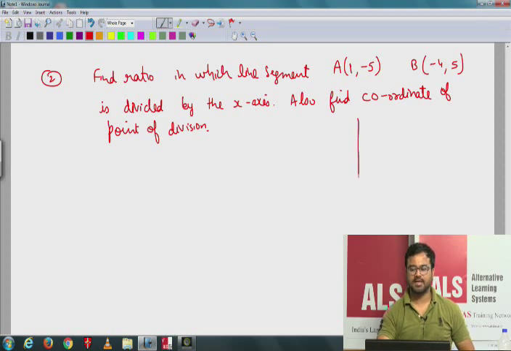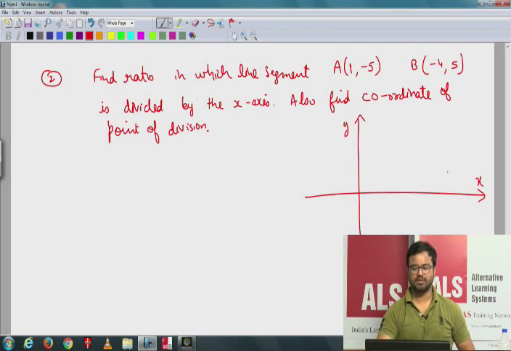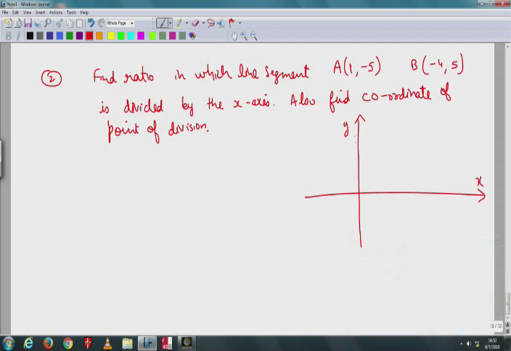So if these are our axes, this is my x-axis, this is my y-axis. A is 1 comma minus 5, so x positive, y negative, fourth quadrant. Let's say it is over here. And B is x negative, y positive. It might be over here, at somewhere around this point.